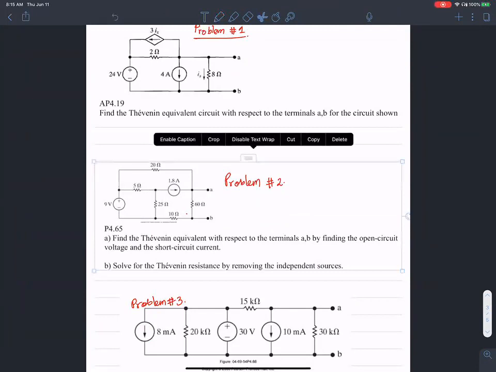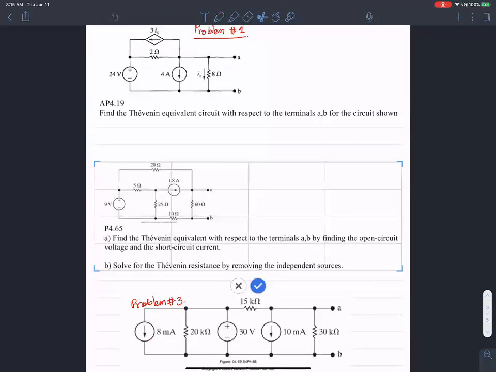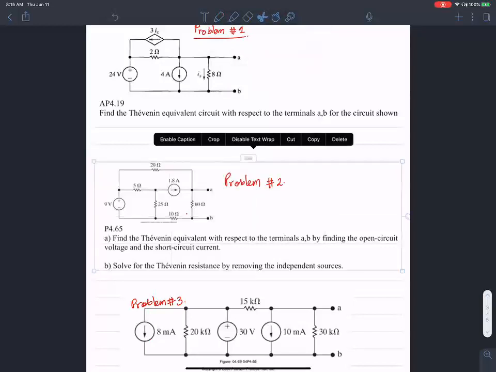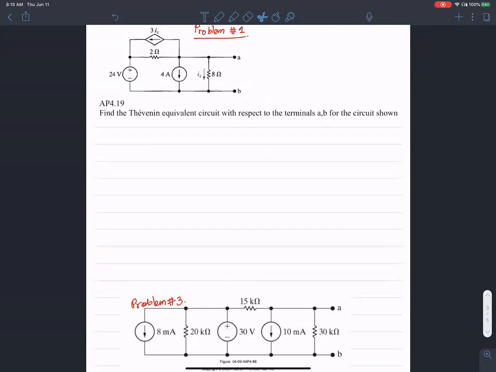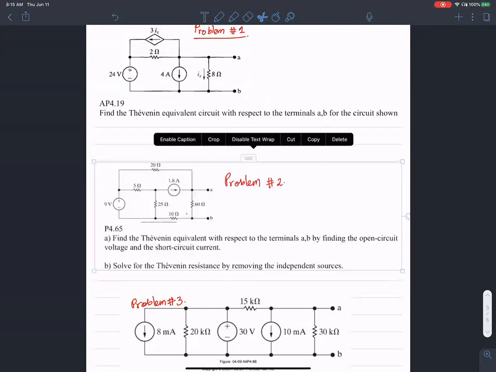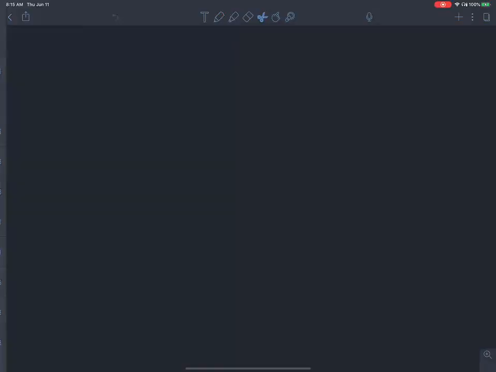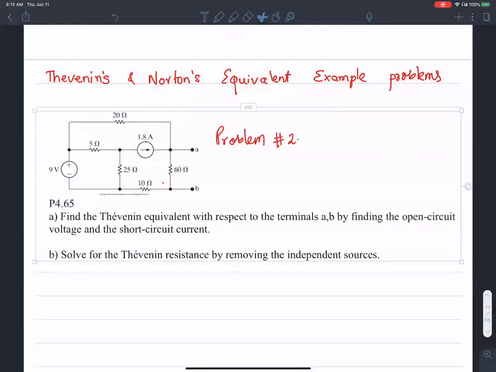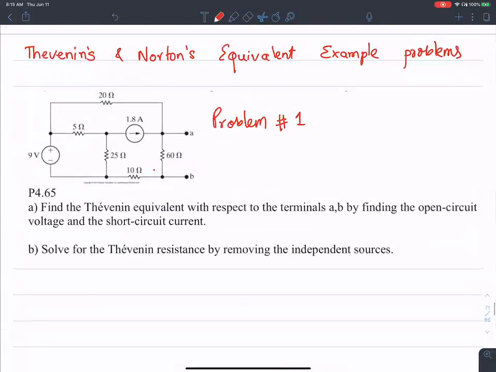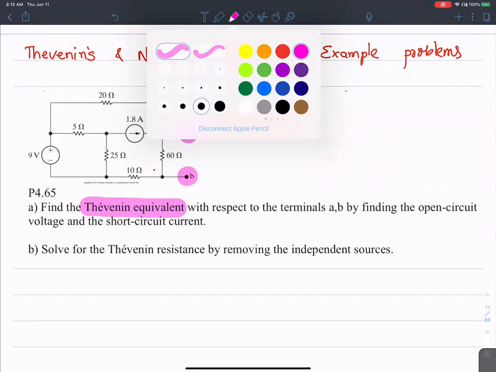So I'm going to copy this. Okay, so paste it over here. We'll call this problem number 1. So the idea is, given a circuit that looks like this, we have to find the Thevenin's equivalent with respect to terminals A and B.